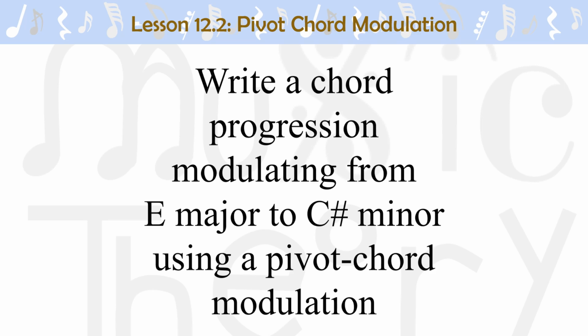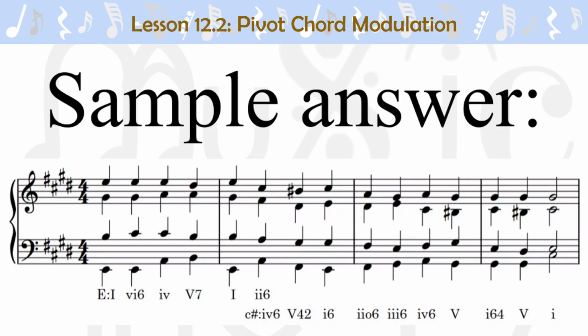Write a chord progression modulating from E major to C sharp minor using a pivot chord modulation. Sample answer shown. The establishment of the old key is from the beginning to the first beat of the second measure, ending with a perfect authentic cadence in E major. The modulation is the second measure. The pivot chord used is an F sharp minor triad, which is 2 in E major and 4 in C sharp minor. The establishment of the new key is the last 2 measures, ending with a perfect authentic cadence in C sharp minor.